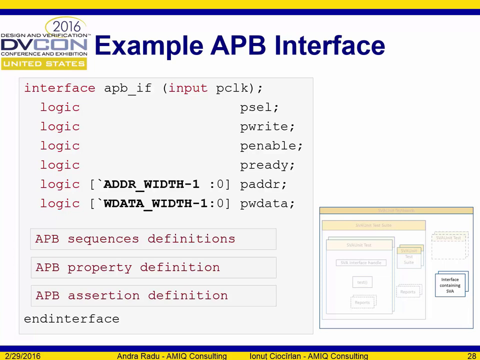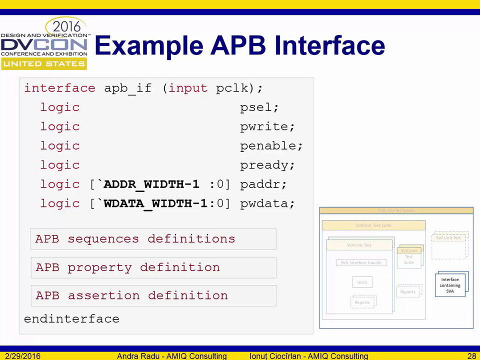So the first step would be building the interface. In our case, we didn't have it available, so we have to build it. We have the interface, it contains the signal definitions, and for brevity and to make the code much easier to read, I've split the rest, the property definitions, the sequence definitions, as well as the assertion definitions, on separate slides. So I will explain them shortly.